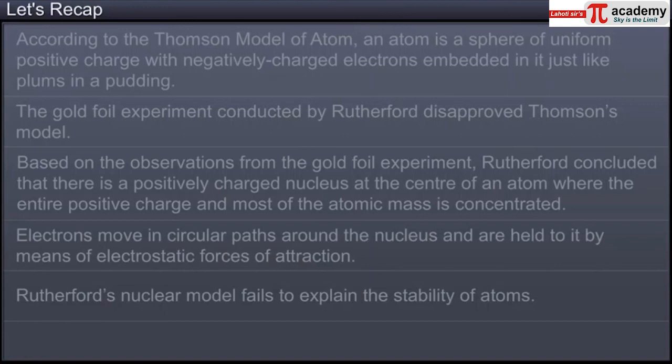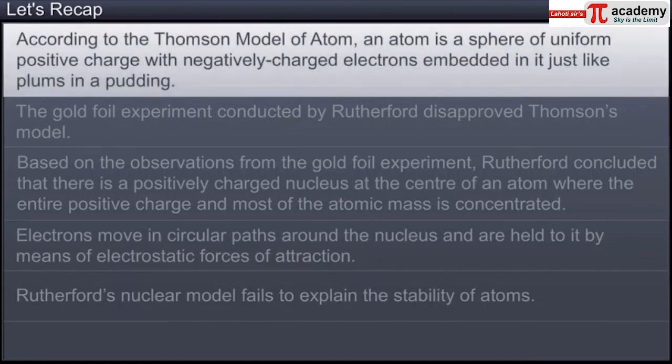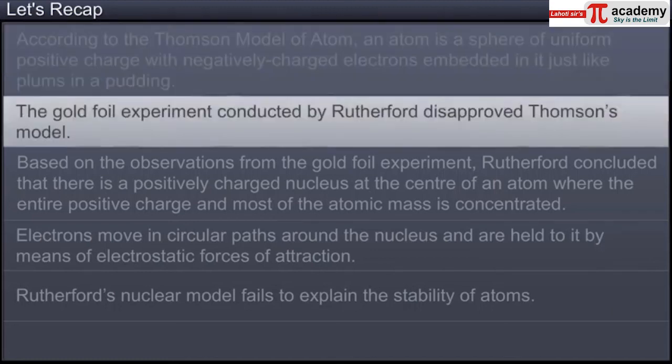In this module, you learned that, according to the Thomson model of atom, an atom is a sphere of uniform positive charge with negatively charged electrons embedded in it, just like plums in a pudding. The gold foil experiment conducted by Rutherford disapproved Thomson's model.